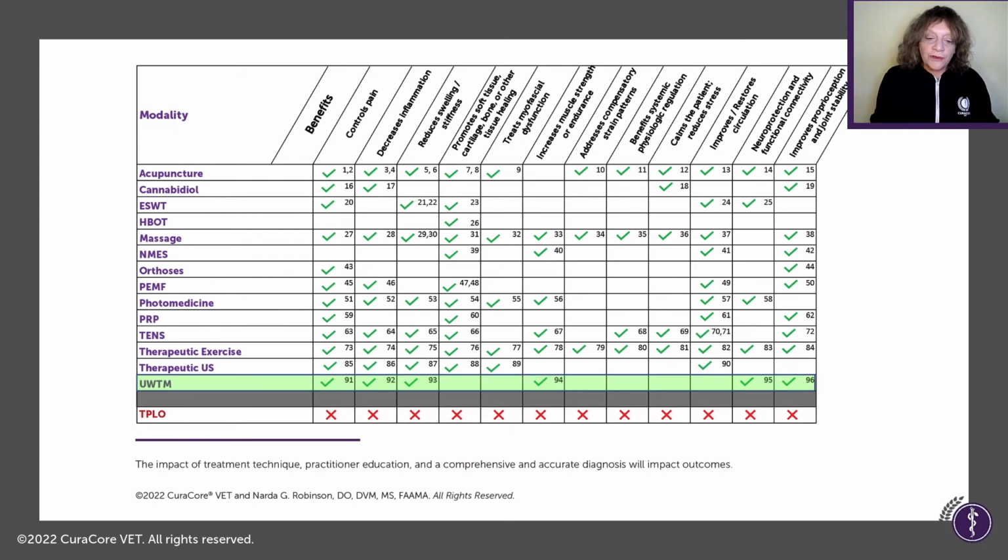Underwater treadmill controls pain, decreases inflammation and stiffness, but that's because you are moving and you're in water and there's a certain amount of hydrostatic pressure there. So that can increase your muscle strength and endurance. It can improve your functional connectivity, your proprioception and joint stability. So it has wonderful potential. Again, needs to be done in a careful manner.